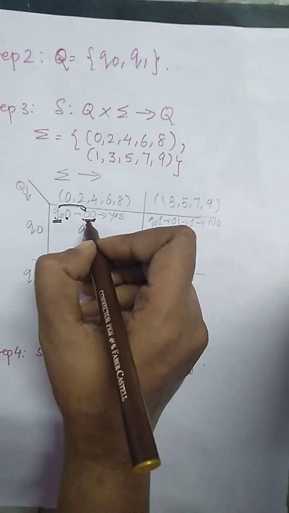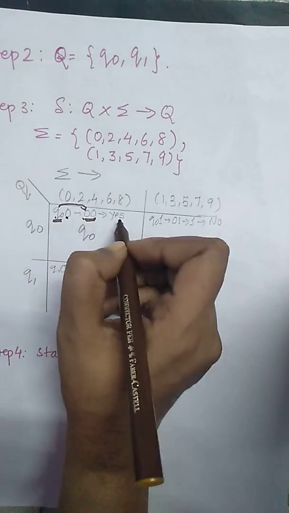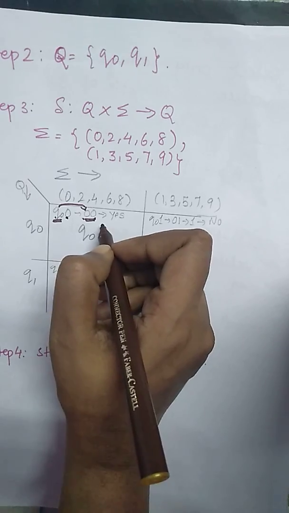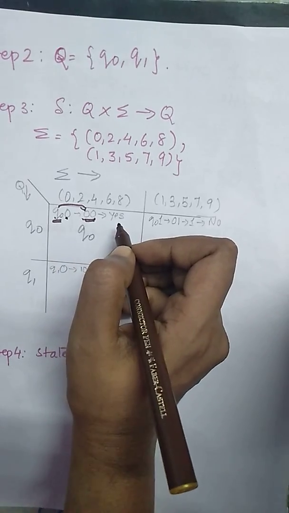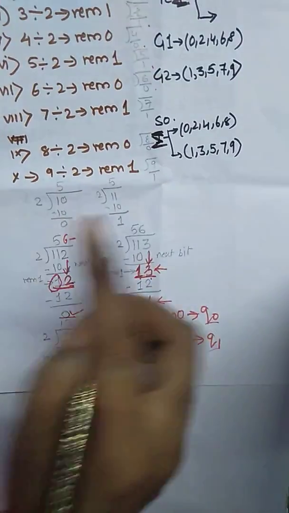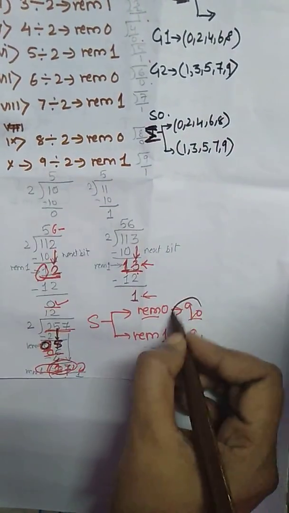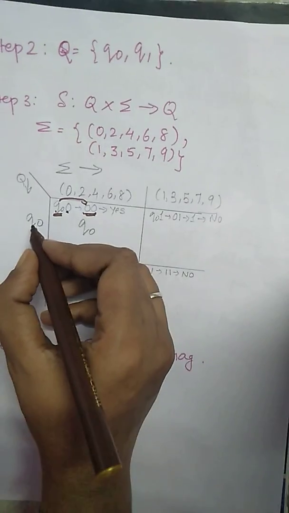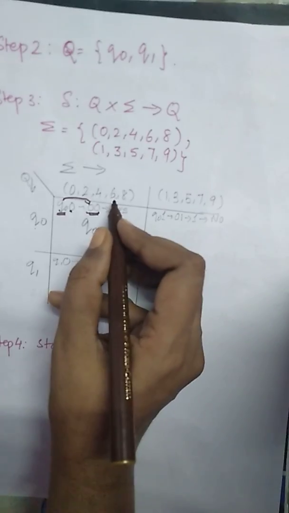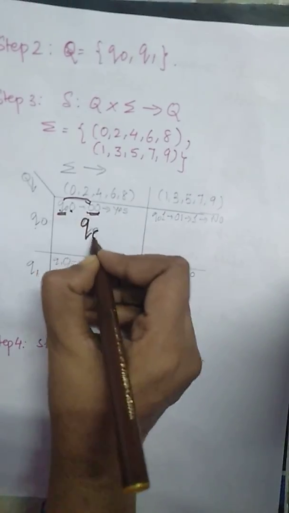So 0, 0 means number 0. Whether it is divisible, yes. Which state represents remainder 0 or the number is divisible by 2? Remainder 0 represents that. For remainder 0, which state had we taken? We had taken Q0. So that's why Q0 on 0, 2, 4, 6, 8, it is going to the Q0 state.